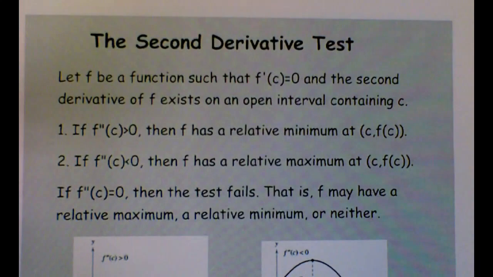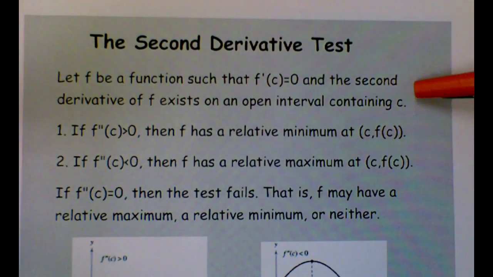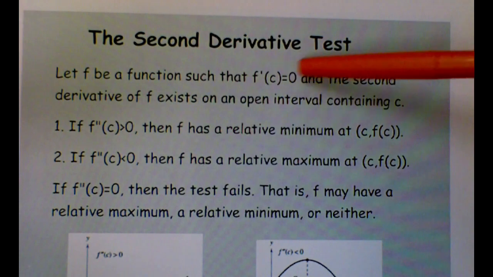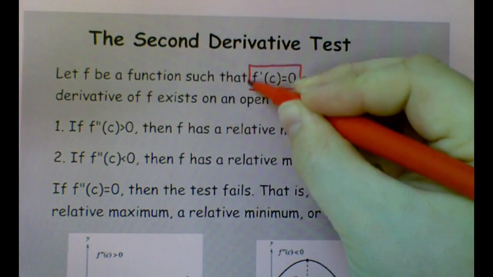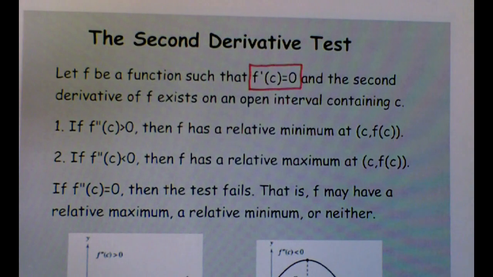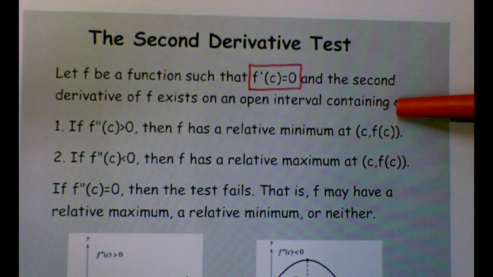Now we have the second derivative test. The first derivative test was where we checked the first derivative, set it equal to 0, and said, okay, if the graph goes from increasing to decreasing, we have a relative maximum. If the graph goes from decreasing to increasing, we have a relative minimum. The second derivative test, we have a function, and the first derivative equals 0. This is a key piece here. We still set the first derivative equal to 0. The second derivative has to exist on an open interval containing that value.